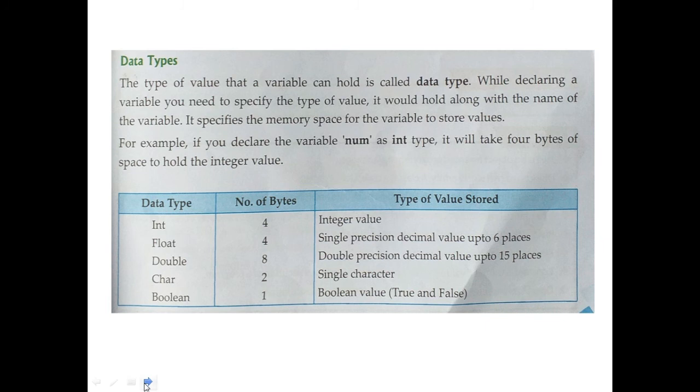We have to remember, children, the number of bytes also: int 4, float 4, double 8, char 2, boolean 1. So these are all data types, which decide what kind of value or variable will be stored in the programming language.